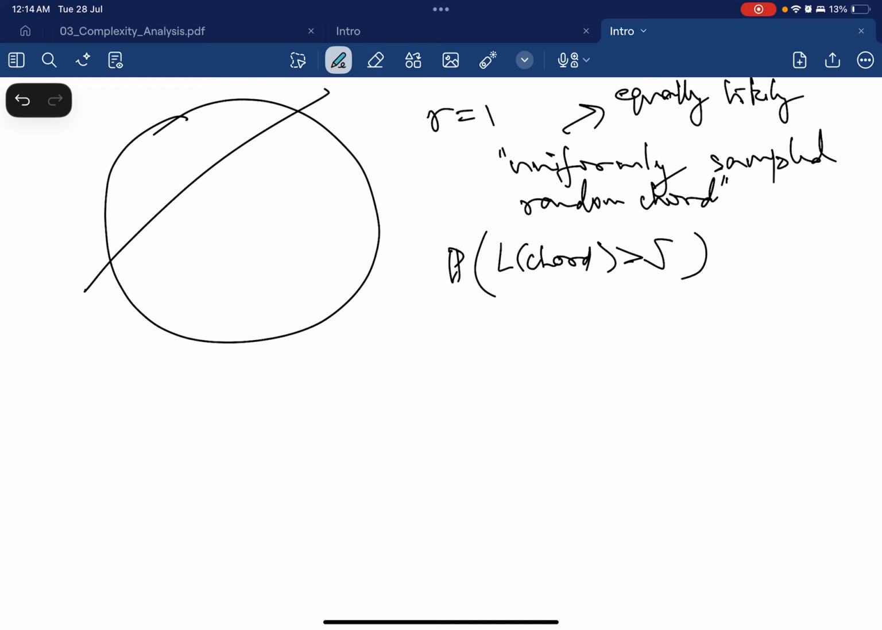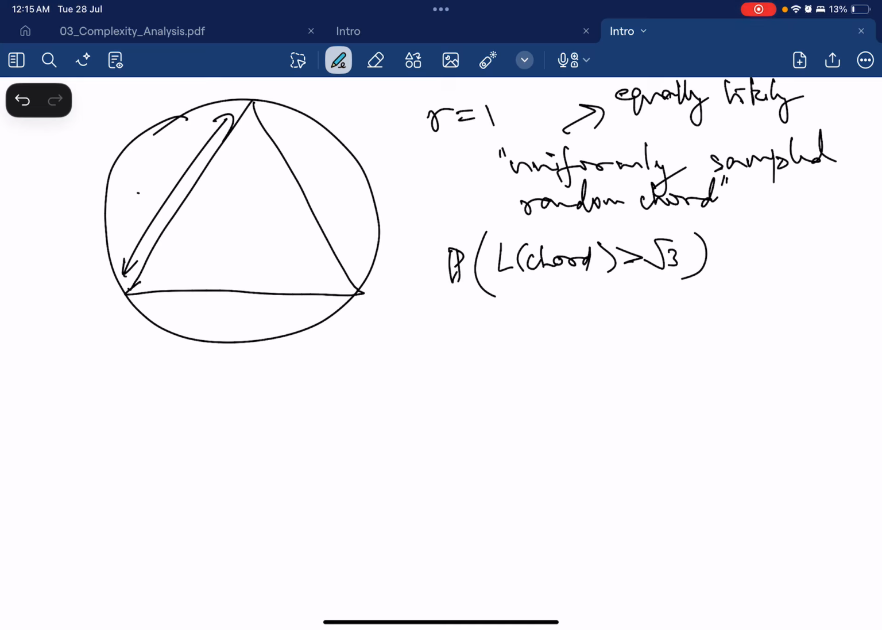And so you might be like, okay, what is this root 3? It feels like a very random number. The geometric motivation is that you inscribe an equilateral triangle inside the unit circle. Then this triangle's side length would be root 3. So the question is, if I draw a random chord, what is the probability that its length will be more than the side of the equilateral triangle? So this is the problem.